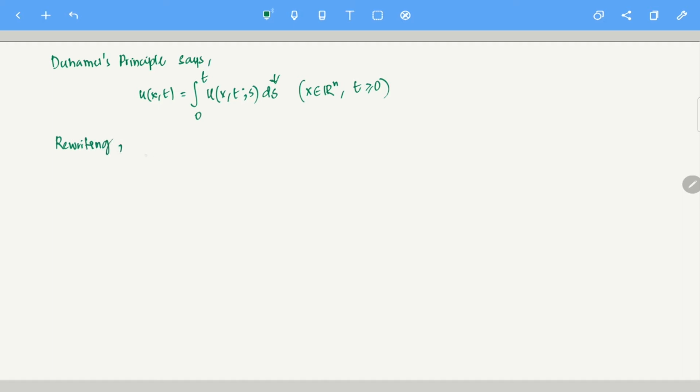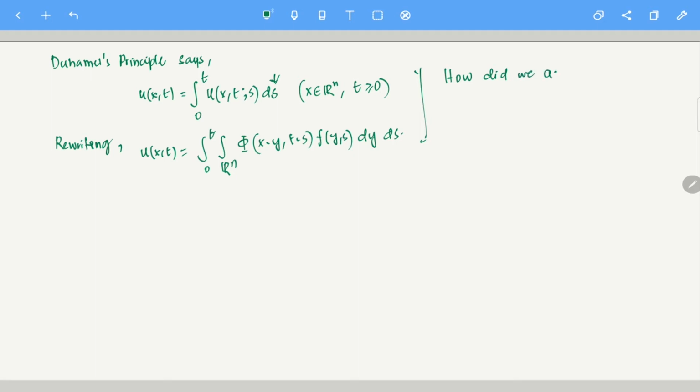what do we have? We have u of x,t should look like this: integral from 0 to t, integral over Rn of phi of x minus y, t minus s, f of y comma s, dy ds. Again, please understand this one. How did we get it? So let me put it this way. How did we achieve this?